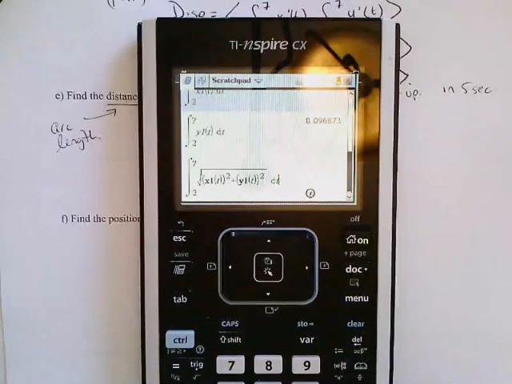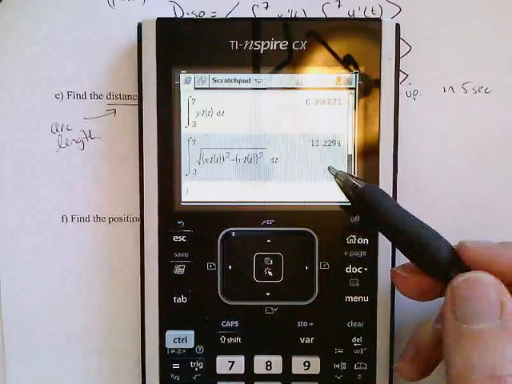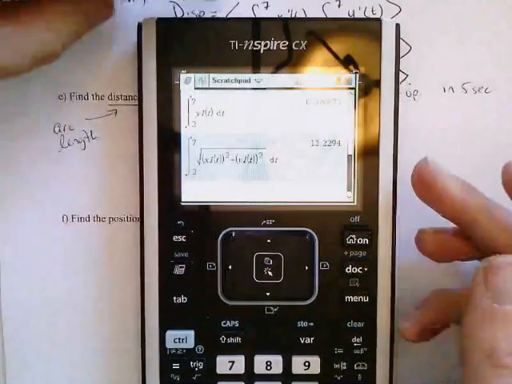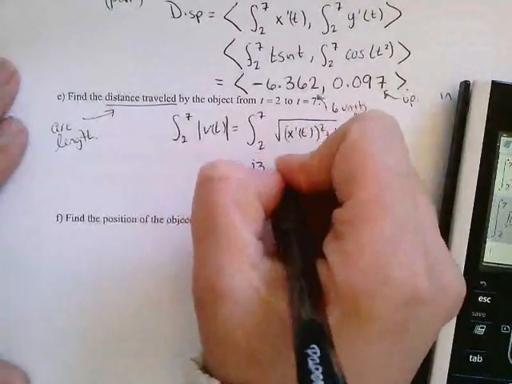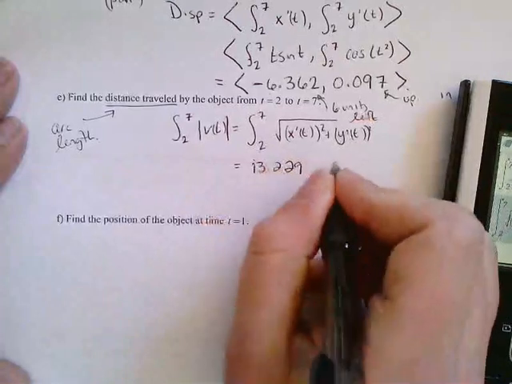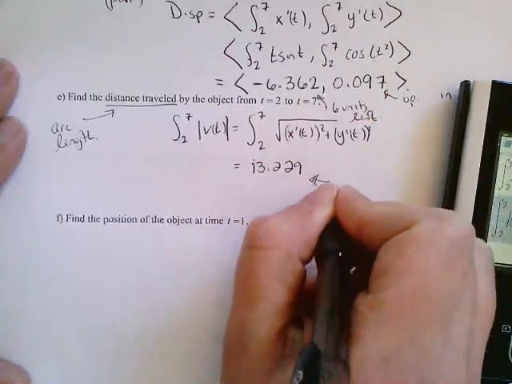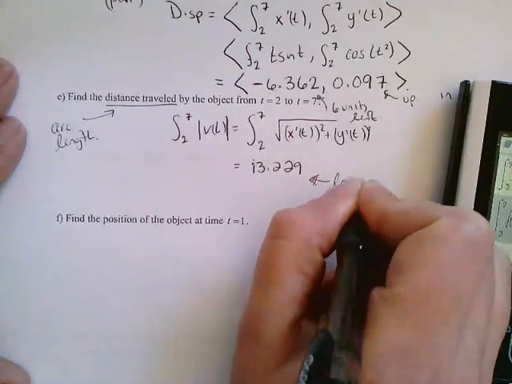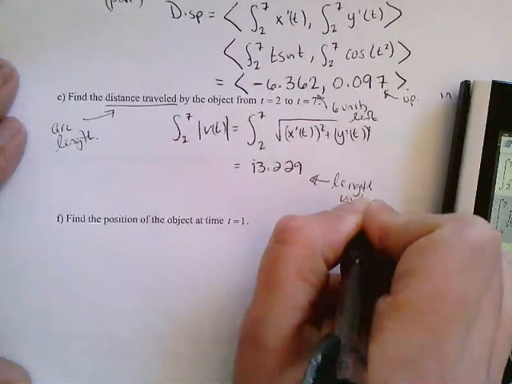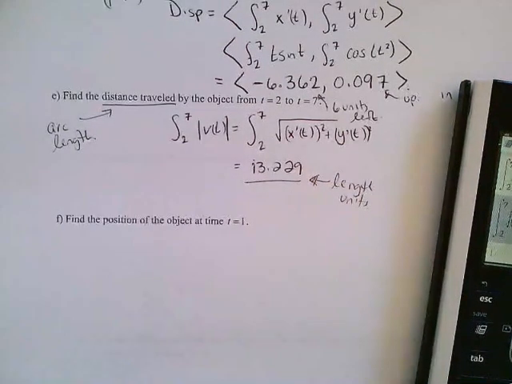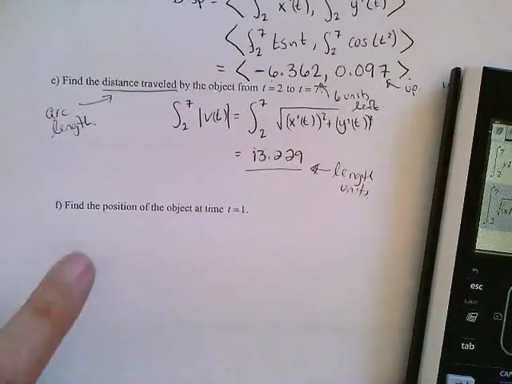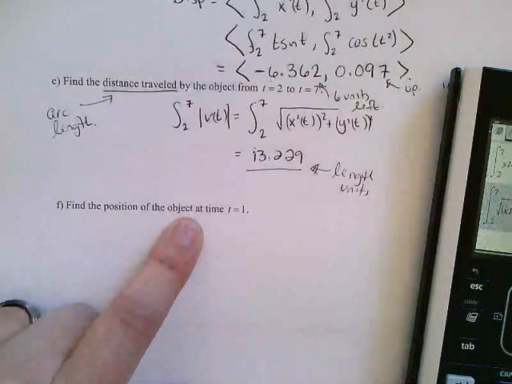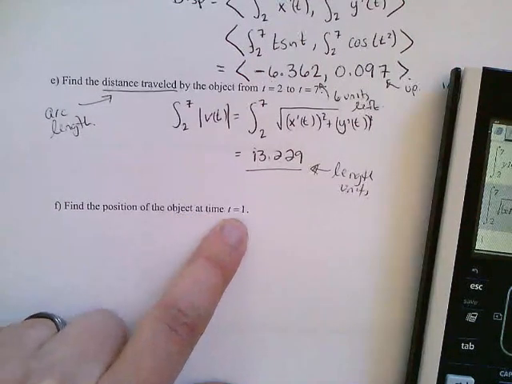Wow, can you imagine if it's taken the calculator that long, how long it would take us to do this? So our answer is going to be 13.229. Now, we're not putting units, but remember distance traveled is going to be length units if we had units. So one single answer for distance traveled.